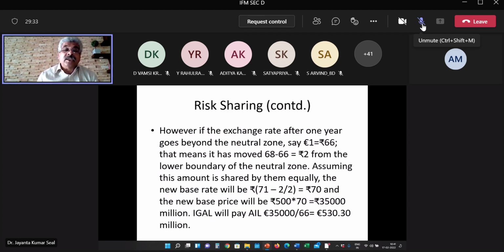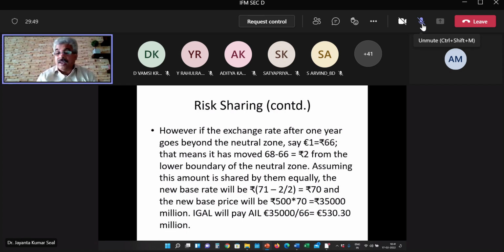However, if the exchange rate after 1 year goes beyond the neutral zone, say euro 1 is equal to 66, my neutral zone was up to 68. So there is a profit of 2 rupees. This 2 rupees of profit is assumed to be shared by them equally.